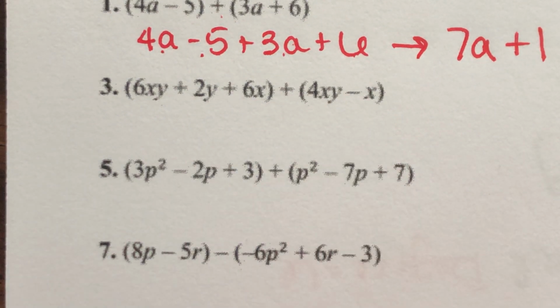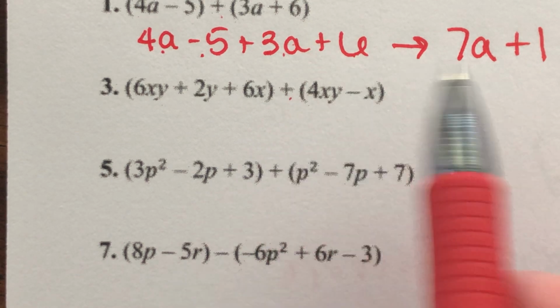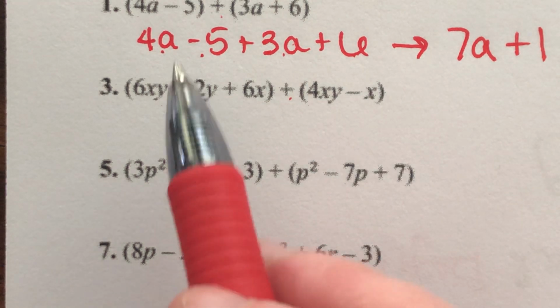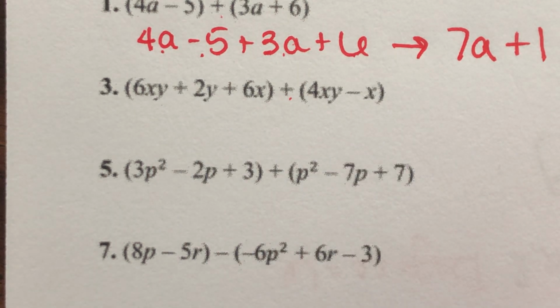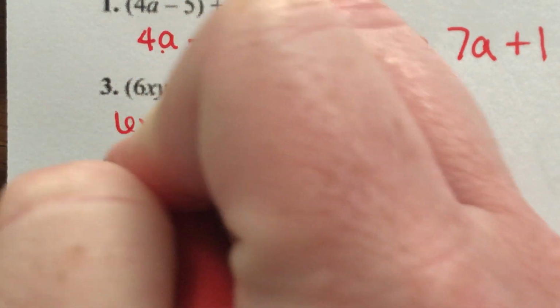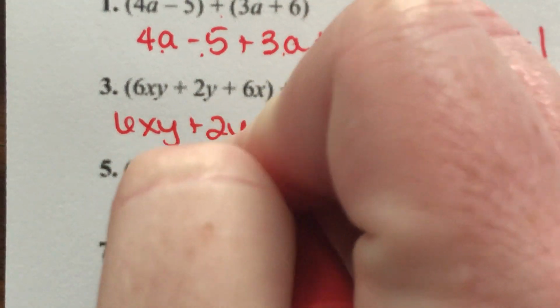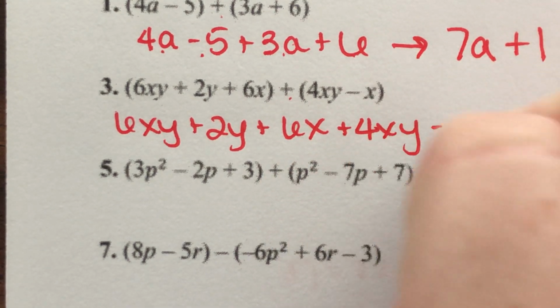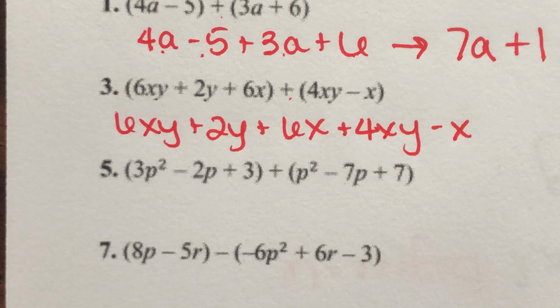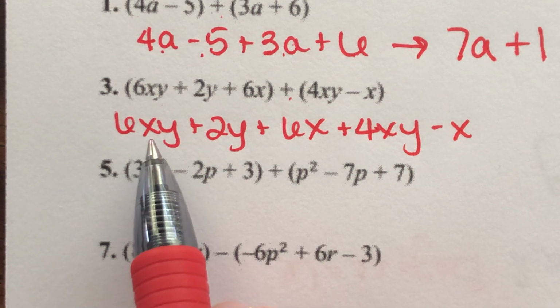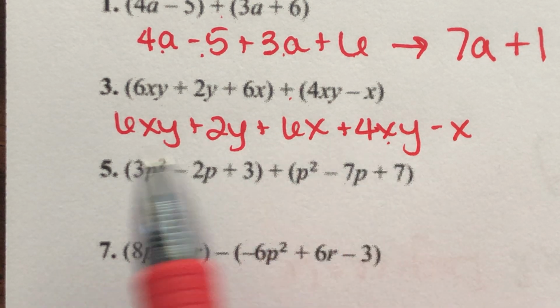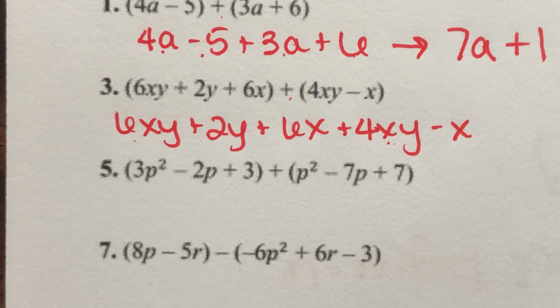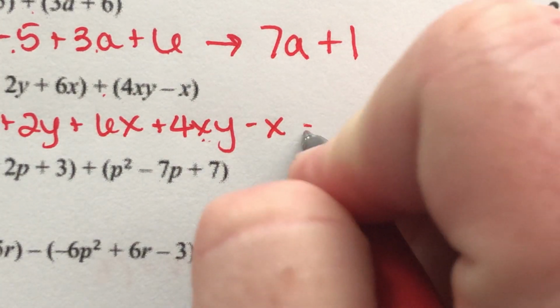All right, next, it's a plus sign again, so I can just ignore the parentheses. I could rewrite it if I want to. I can go ahead and do that. 6xy plus 2y plus 6x plus 4xy minus x. Now I want to combine like terms. This one has an xy, this one has an xy. So 6xy plus 4xy is 10xy.